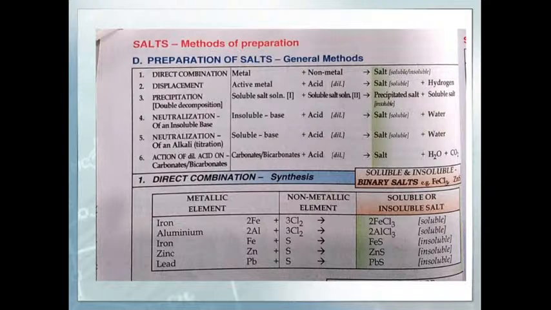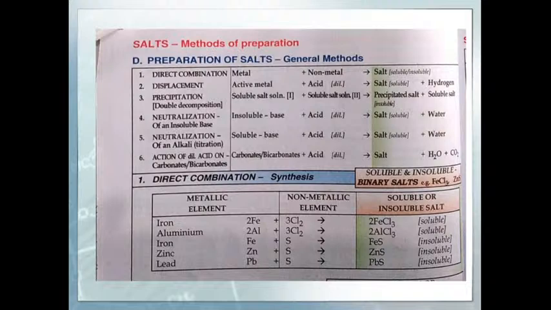We can prepare salt with the help of a direct combination reaction also. When a metal and a non-metal combine, they form salt. For example, Na plus Cl2, or iron plus Cl2, or aluminium plus Cl2, or iron plus sulfur, or zinc plus sulfur, or lead plus sulfur. Every time any metal combines with a non-metal, we can get 2 types of salt: it can be soluble, or it can be insoluble also.